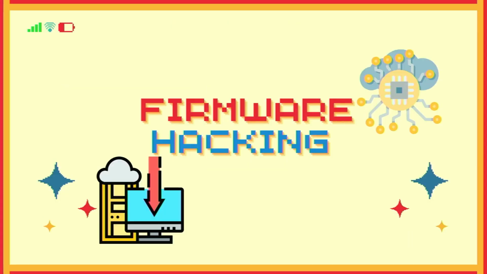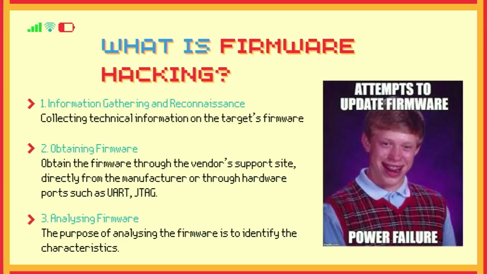Cool, now we'll go through firmware hacking and the OWASP firmware testing methodology, which has 9 steps. So first step is information gathering and reconnaissance. So this involves collecting technical information on the target's firmware. Technical information such as the CPU, OS, and third-party components. And a method to do this is through OSINT.